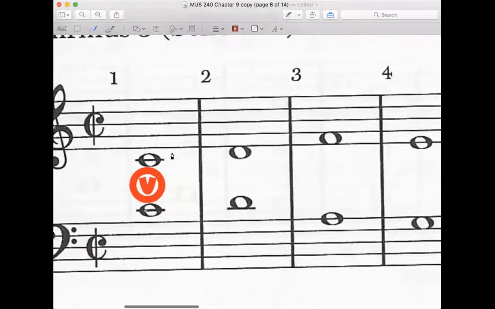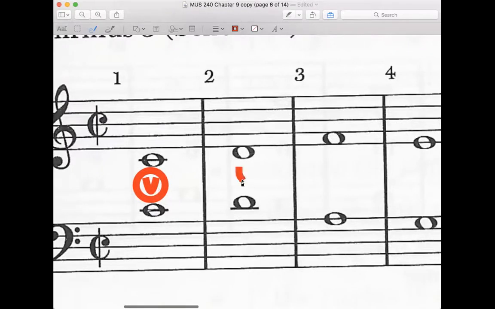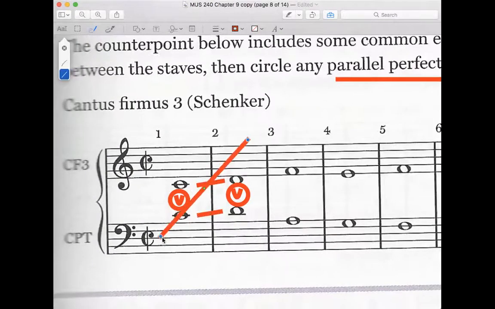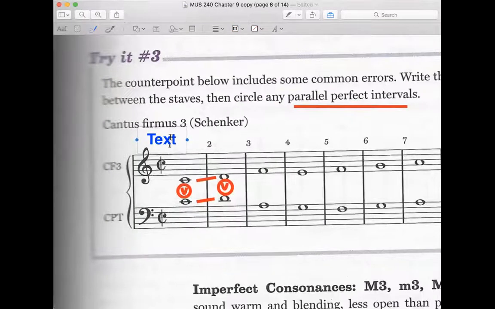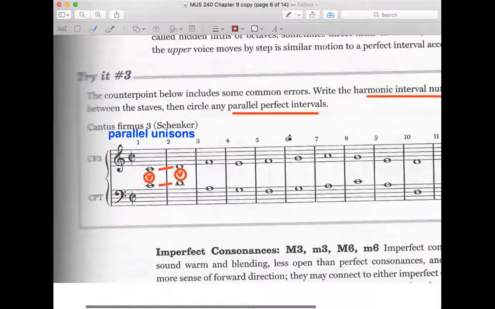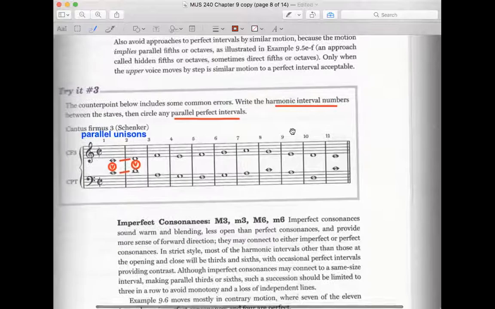you already know right away, ooh, this goes from unison to unison. That's against the rules. These are parallel unisons. So even though, let's say in another style, this might be fine, in this style, it's illegal. We don't want to do this, okay? So we want to label that. We're going to label it in our homework. We're going to say what the problem is. So this is parallel unisons, okay, etc. So you're going to be on the lookout for the problems in this Try It number 3.